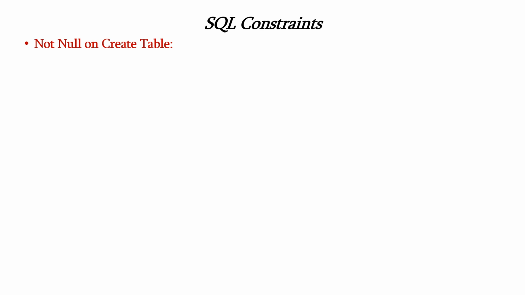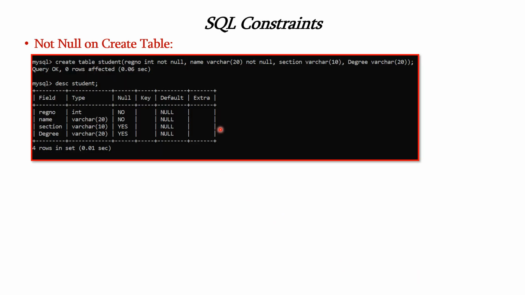First, we will see the not null constraint using the create table statement. Here, we are creating the table student with 4 columns: register number, name, section and degree. The not null constraint is mentioned for register number and name columns. After the table creation, if we see the description, under the null column we have no for register number and name alone.